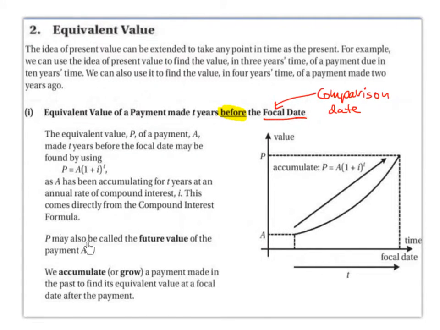P may also be called a future value of the payment A. We accumulate or grow a payment made in the past to find its equivalent value at a focal date after the payment. It can be seen a bit more clearly here in this diagram. So our x-axis is t, which is time, and our y-axis is value. So A is the payment. This point here would be the focal date, and P would be the future value. So as we can see, the arrow is going up, so we are accumulating. The payment is accumulating, or it is growing.